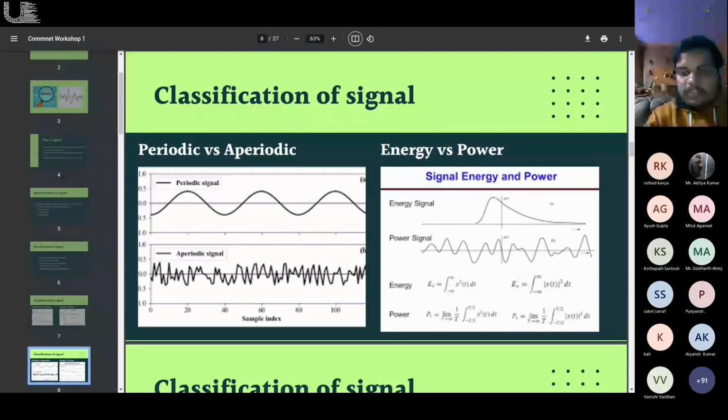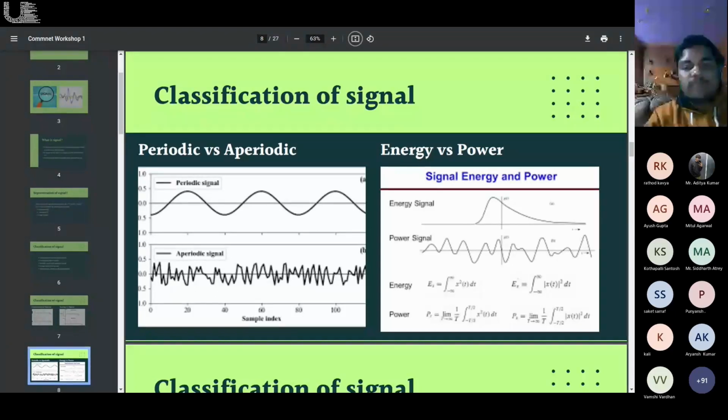In case of power, sometimes if we find the energy of the signal, it will be infinite. If we talk about a sinusoidal signal, what do you think? Will it be finite or infinite if we integrate the area inside the sinusoidal signal by taking its square? Infinite. So we cannot represent its energy, right? Representing the signal's energy is not a correct way. So we will find out its power.